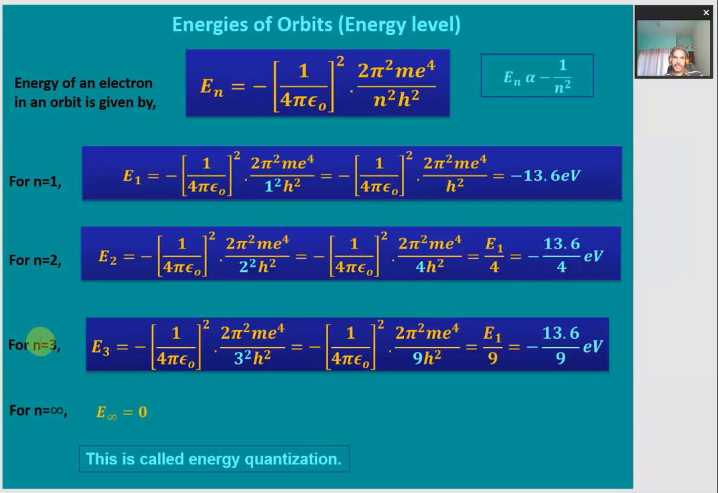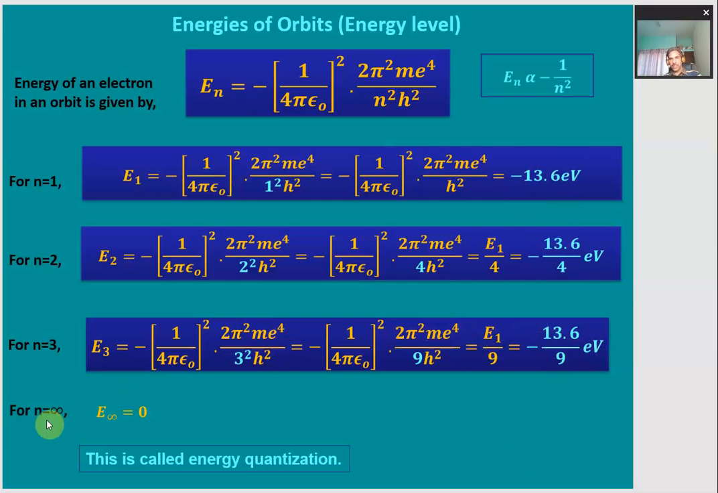Similarly, for n is equal to 3, the next energy level in the case of the hydrogen atom will be only n is equal to 3, right? By substituting n is equal to 3, it becomes 3 square, which is nothing but 9, and all other terms are the same as in the first expression. So we can write this as E1 upon 9 simply. Substituting the value of E1, it is minus 13.6 divided by 9 electron volt. The calculation can be made. Similarly for n is equal to 4, 5, 6 and so on.